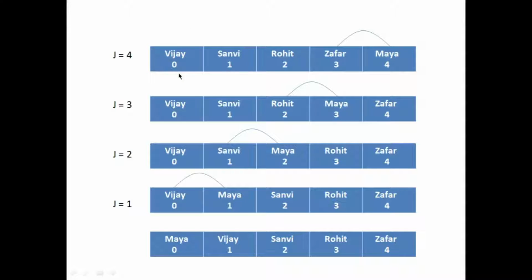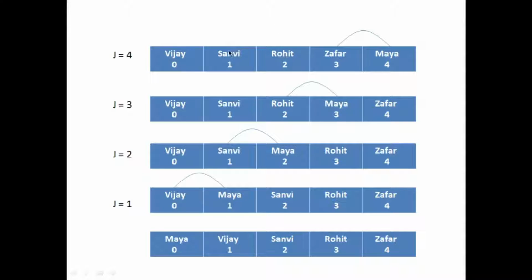When I talk about the 0th index of the list, I'm talking about Vijay. When I talk about the first index, it's Sanvi. So correspondingly you can understand. So let's just begin. This is an unsorted list, and we'll be running some iterations over this list in order to make it sorted. I'll be telling you the code later. First of all, I'll just give you the overview of how we're going to do it.